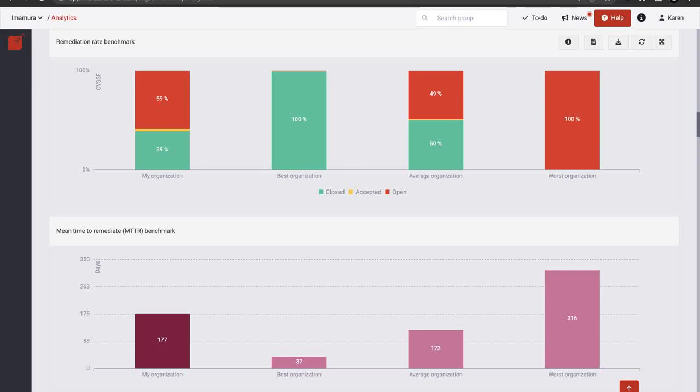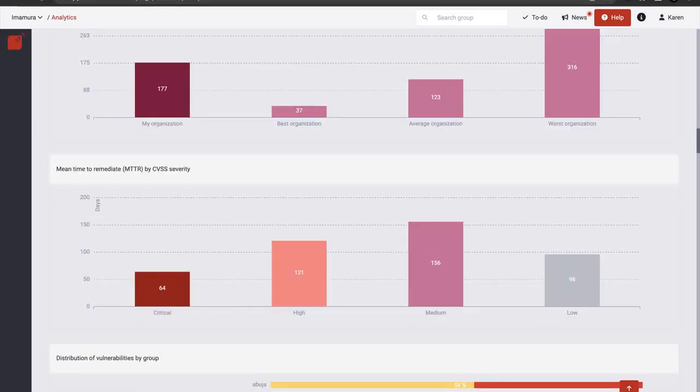Then, there is a chart showing how your remediation rate compares to that of other organizations, and one that does this kind of comparison with the number of days you spend on average remediating a single unit of risk exposure. You can further find out how this performance differs across the CVSS qualitative severity ratings.